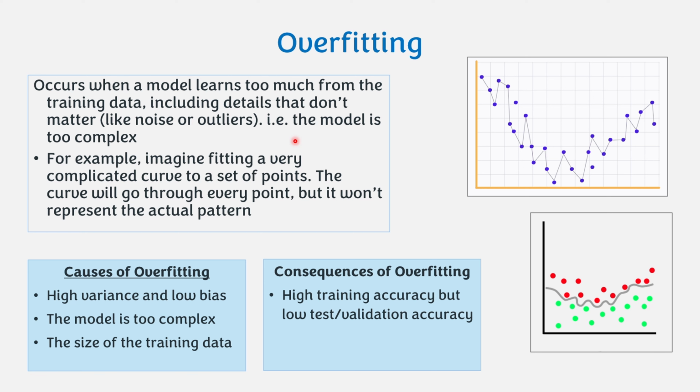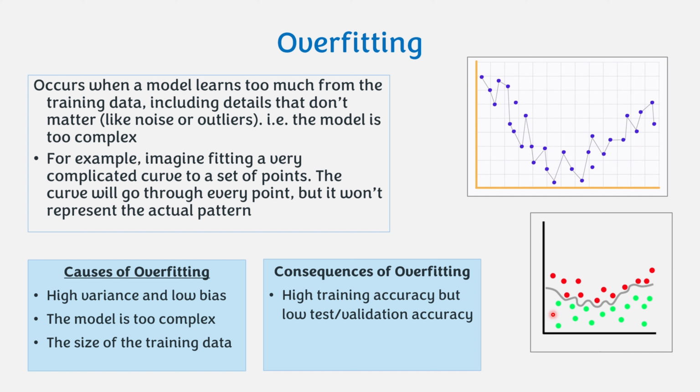Overfitting occurs when a model learns too much from the training data, including details that do not matter. This includes noise and outliers, and thus the model becomes too complex. Imagine a situation where you are trying to fit a very complicated curve to a set of points. The curve will go through every point but won't capture the exact pattern.